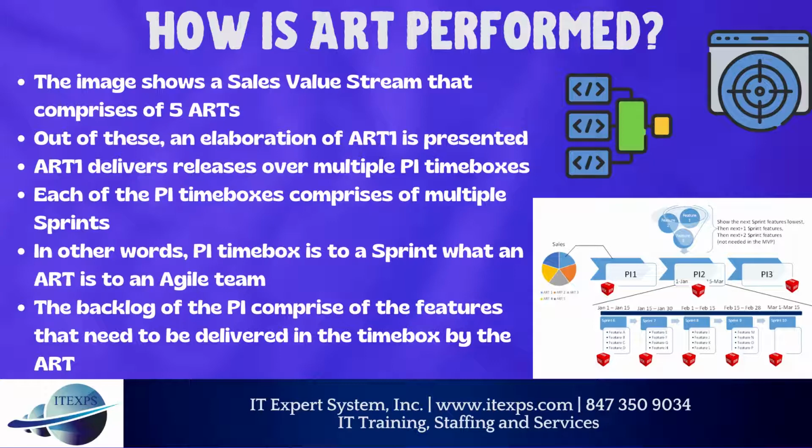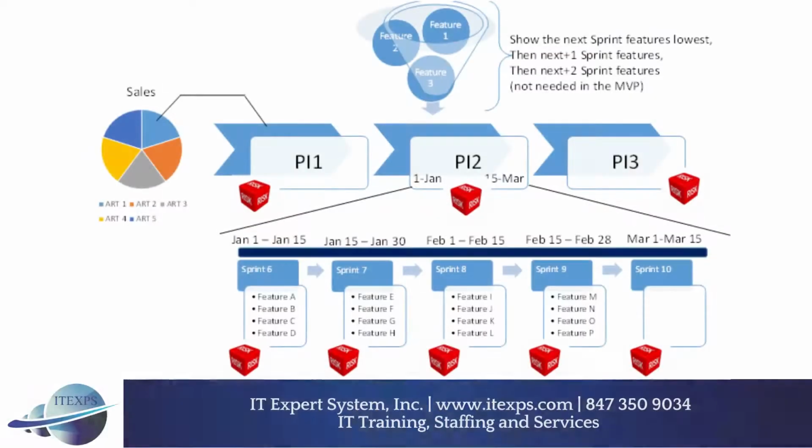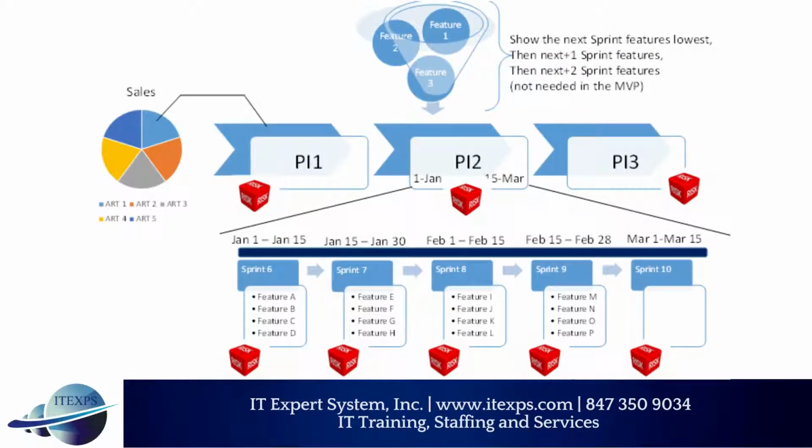Also, the backlog of the PI comprises the features that need to be delivered in the time box by the ART. The PI level features are broken into user stories that form the sprint level backlog of various teams. Each PI is also accompanied with a list of identified risks that were uncovered by the ART team during the PI planning meeting. That tells us everything we need to know about ART on a base level.